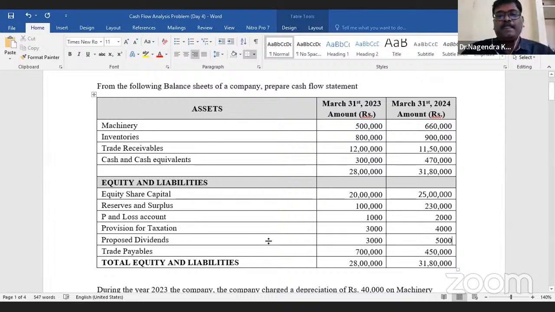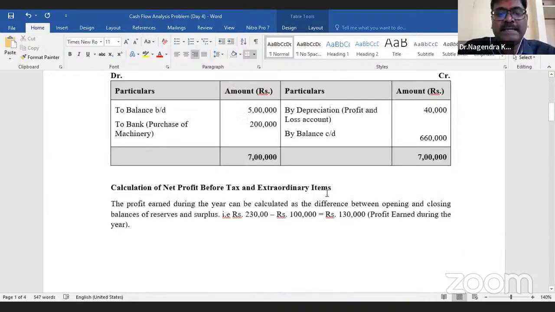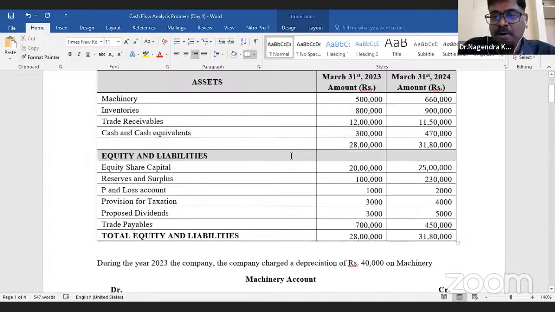So here, to calculate the net profit before taxation and extraordinary items, this amount we will take, and to this amount we will add the provision for taxation and proposed dividend. This total amount will be taken in the cash flow statement for the purpose of calculating cash from operations. We add these back because we are trying to estimate the actual profit generated from the operation. That's why we are adding back the provision for taxation and dividends.